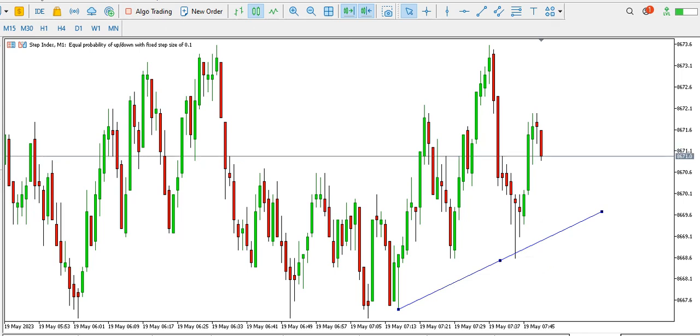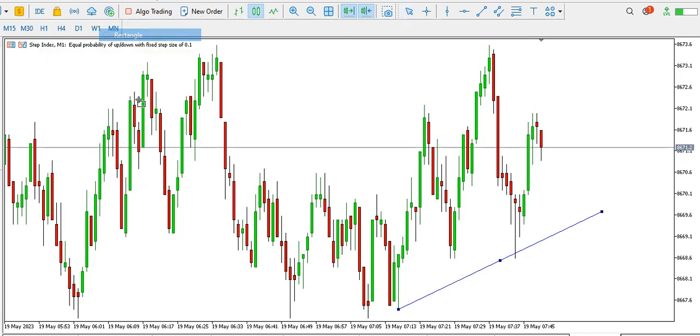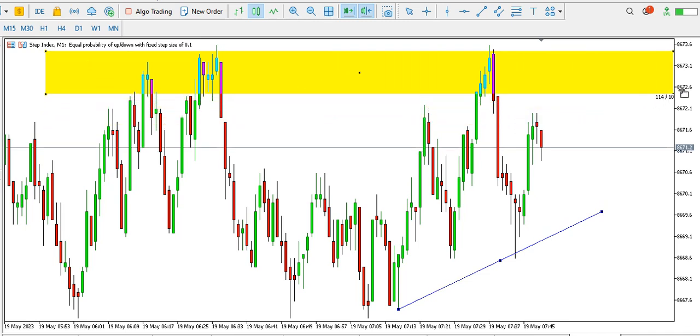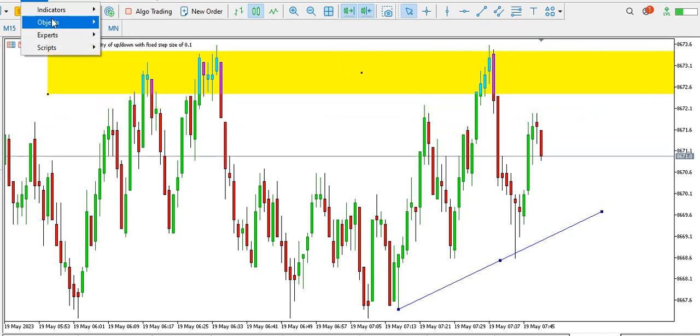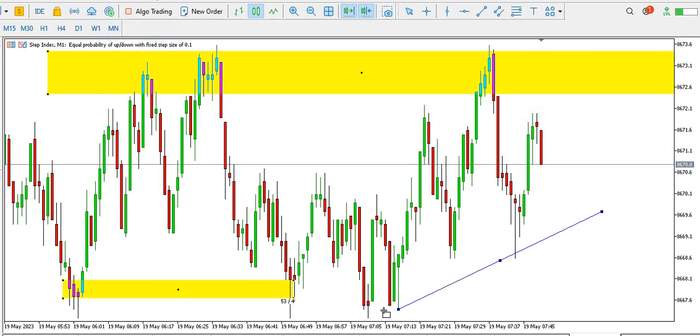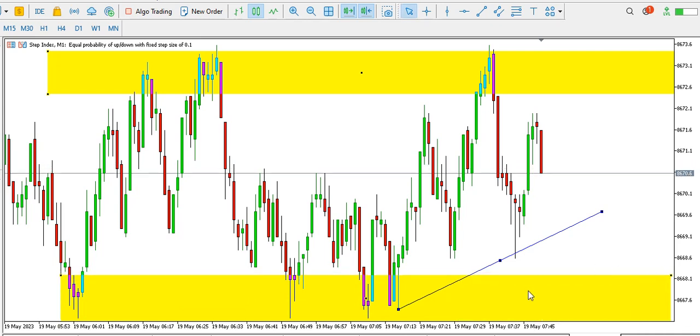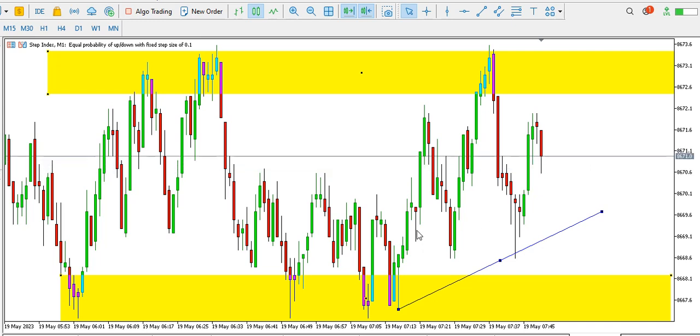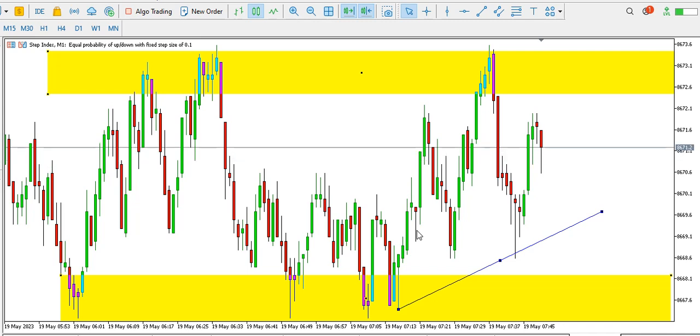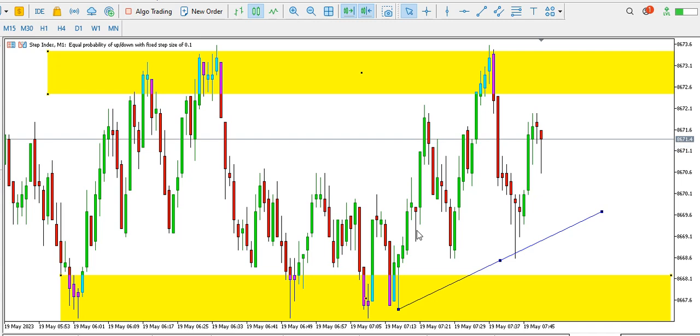But currently we are looking at a range where price is ranging between this range top and this range bottom. So you might want to wait for price to break out of the range before you make your trading decision. So that's that for today's video on how to scalp volatility 75 index and step index on the lower time frames.